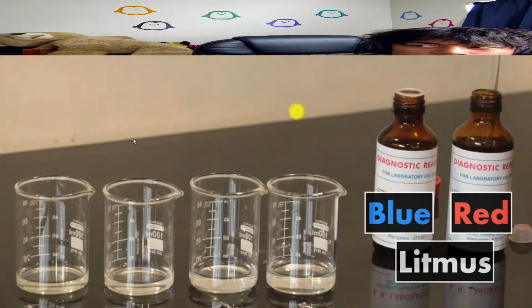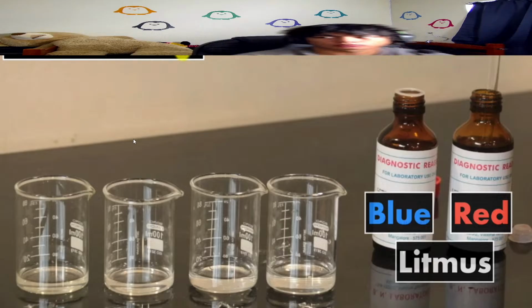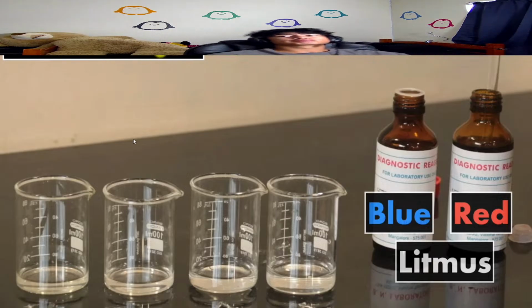And bases do the other way around. Bases turn red litmus to blue. And if you find it hard to remember, I used to find it hard to remember, a simpler way to think about it is: acids turn litmus to red, bases turn litmus to blue. Bases to blue. That's how I remember. So acids will turn things to red.